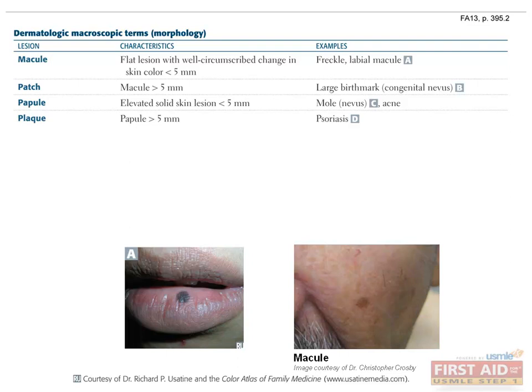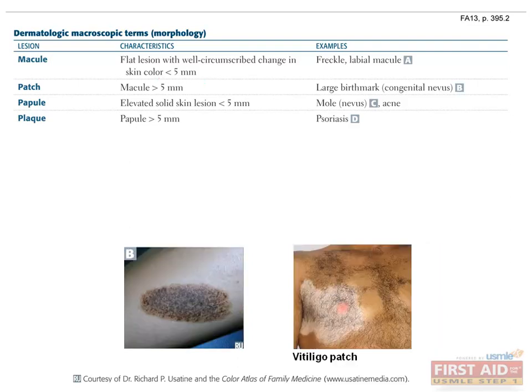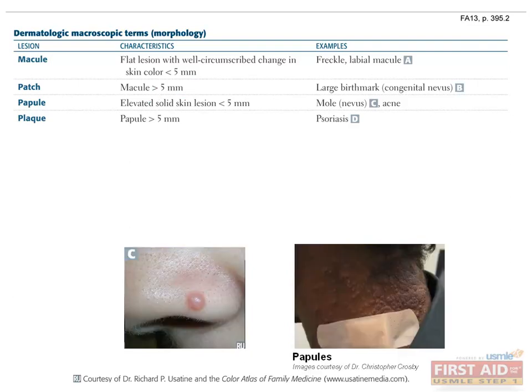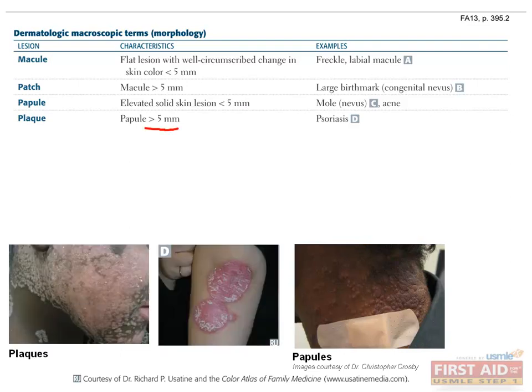A macule is simply a flat discoloration of the skin that's less than 5 millimeters in diameter. If, however, the discoloration were greater than 5 millimeters, this would be a patch. Similarly, if the skin lesion were less than 5 millimeters but elevated, it would be a papule. If it were more than 5 millimeters and elevated, it would be a plaque. A classic example of a papule is a small pimple like you might find in acne. However, plaques are more extensive skin lesions, like the ones you'll see in a patient with psoriasis.